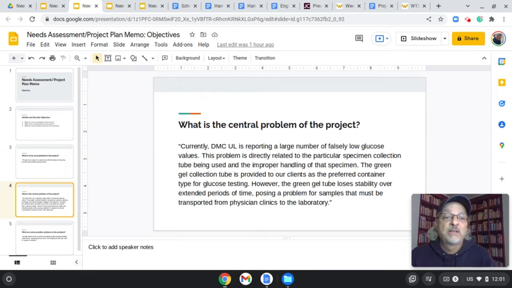Central problem of the project right here. Currently, DMCUL is reporting a large number of falsely low glucose values. This problem is directly related to the particular specimen collection tube being used and improper handling of that specimen. Green gel collection tube is provided to our clients as the preferred container type for glucose testing. However, the green gel tube loses stability over extended periods of time, posing a problem for samples that must be transported from physician clinics to the laboratory.